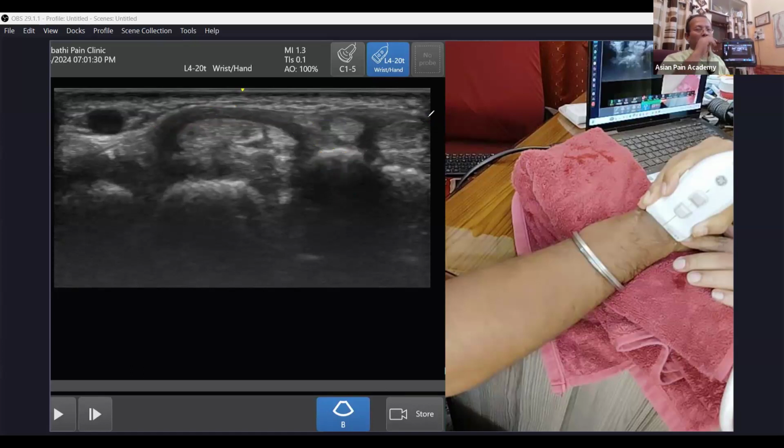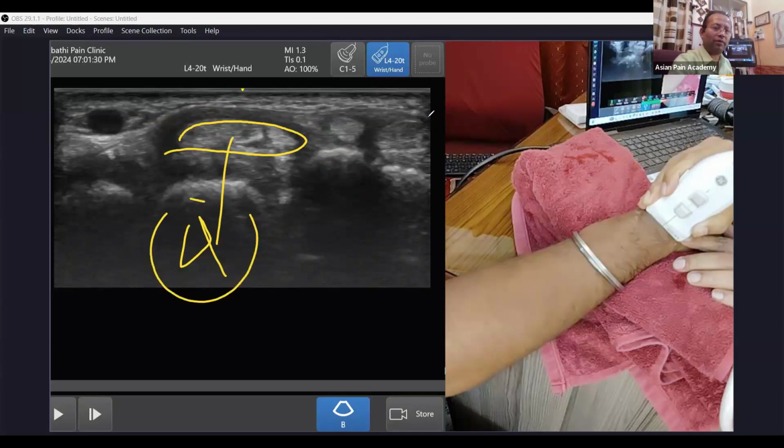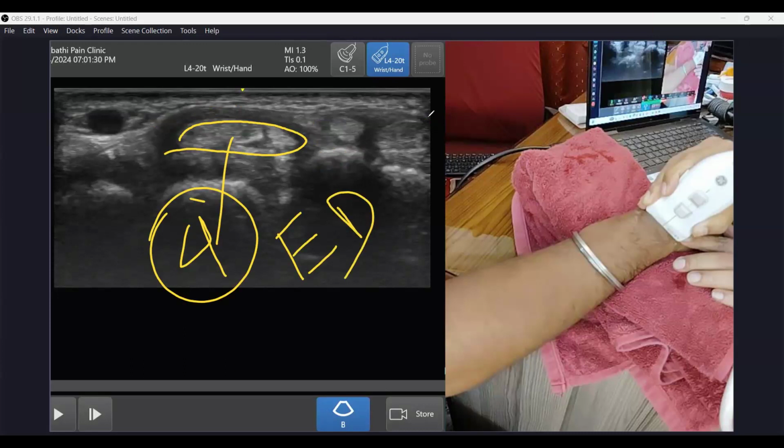Sir, below the extensor retinaculum, what is the tendon? Below the extensor retinaculum, it is all the extensor digitorum. Quadrant number 4, compartment number 4, extensor digitorum. Okay, sir.